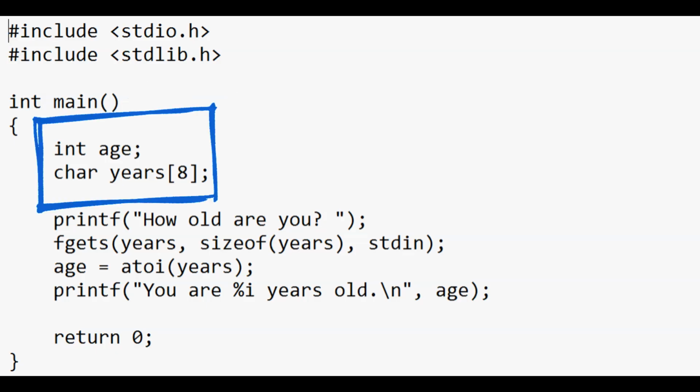Then we have variable declarations. First, the program declares an integer variable to store the user's age. After that, it declares a character array string to store the user's input. It can hold up to 7 characters plus the null terminator.